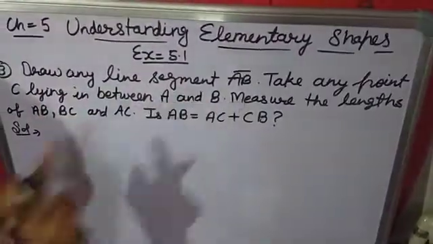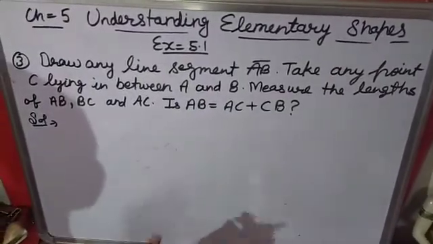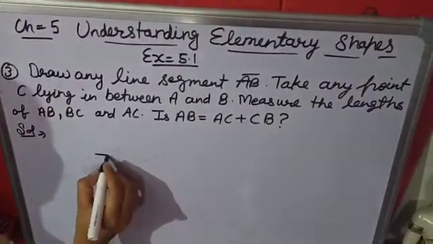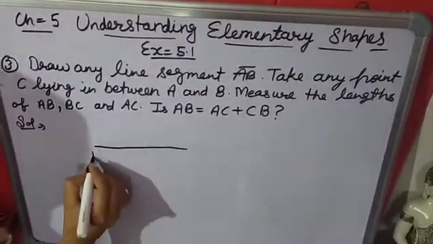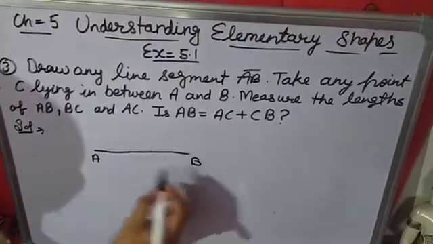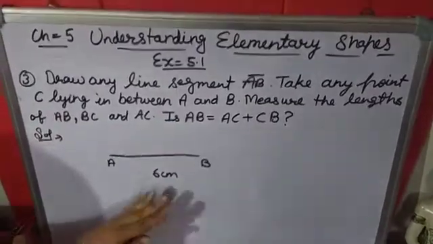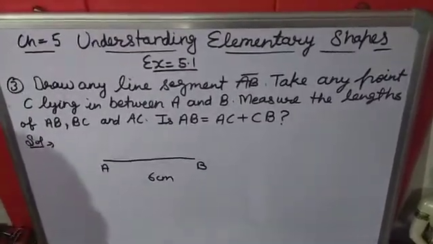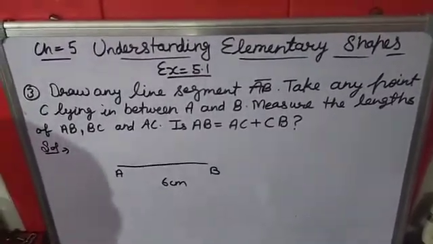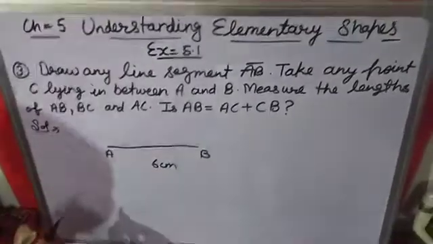First he is saying draw any line segment AB. So with help of scale, you will draw here line segment AB of 6 centimeter. Okay, you can take any length. Okay, 8, 10, 12, you can take any length. I am taking here 6 centimeter.